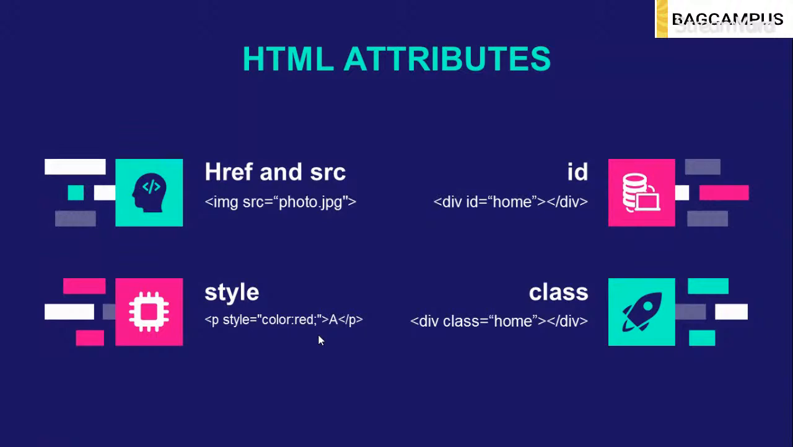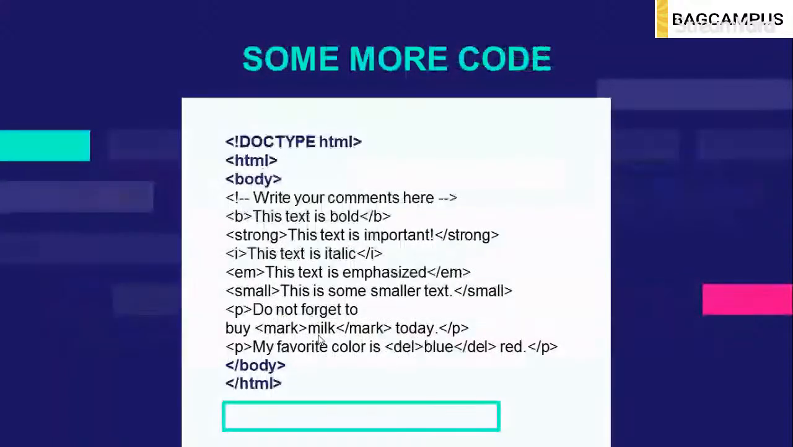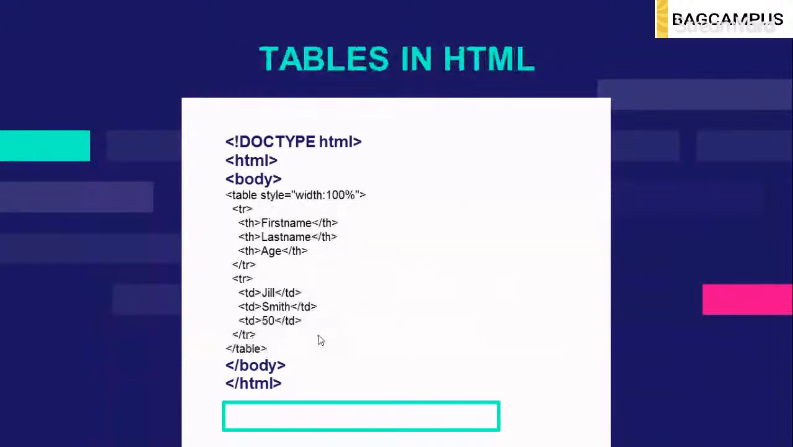Then we learned what a style tag is, which is just for inline CSS, what an id is, what a class is, and how we use them to style, right? We learned it yesterday only. We also learned some more tags, like bold text, strong text, italic text, emphasized text, smaller text, marked text, and then del. It will just add a line through the text, right? The del tag. We learned it yesterday only, and we will be revising it today also.